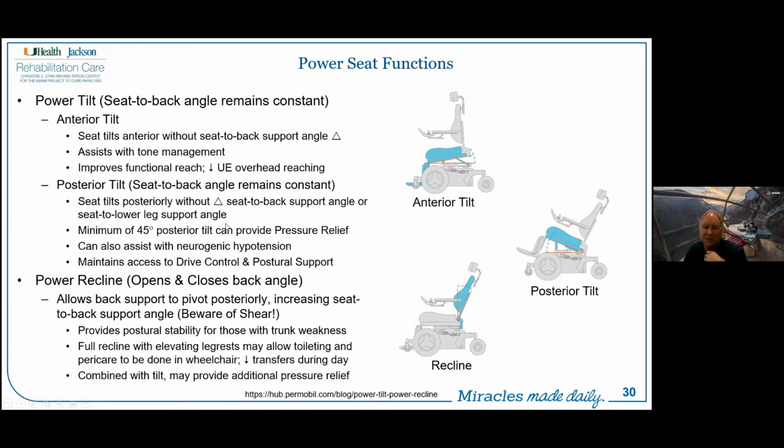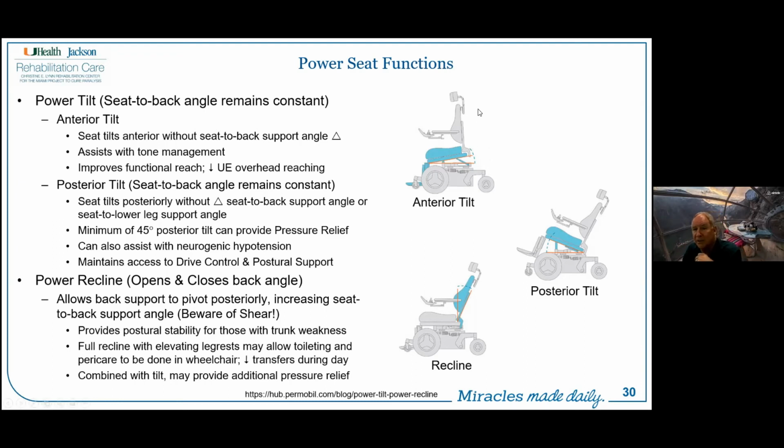The posterior tilt, typically we use this for pressure relief. You've got to go at least 45 degrees in order to get appropriate pressure relief. This can also help with neurogenic hypotension. It can help with spasticity at times. The nice thing about the tilt system only is the person never loses contact with their controller. And so there are circumstances, if you're only using a recline, for example, you may lose contact with your joystick, or I should say your controller device.